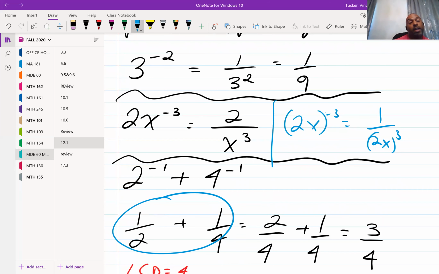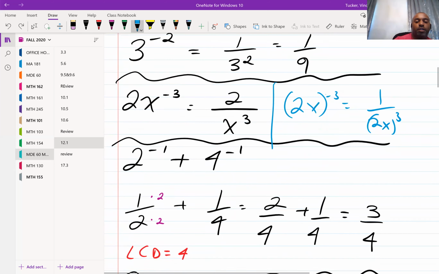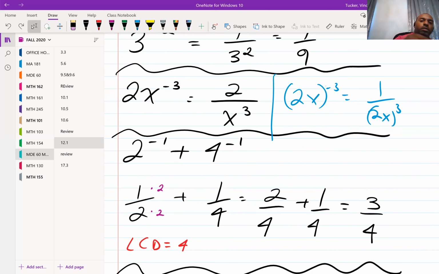Now, if you want to add your fractions, don't forget you need common denominators. So LCD will be 4. Turn 1/2 into a fraction that has a denominator of 4 by multiplying top and bottom by 2. That'll give me 2 over 4 plus 1 over 4, which would result in 3 over 4. Any questions?